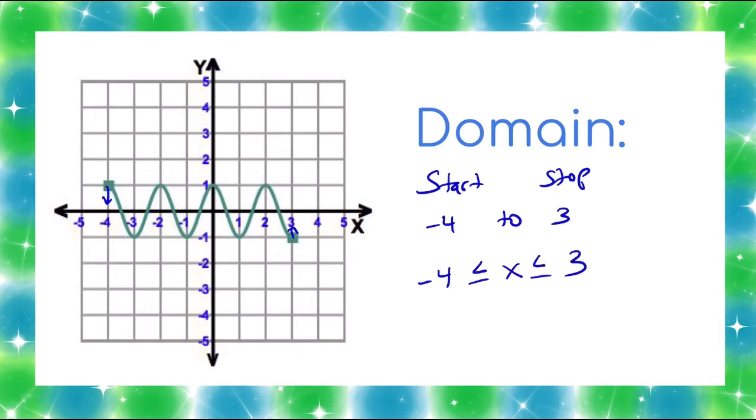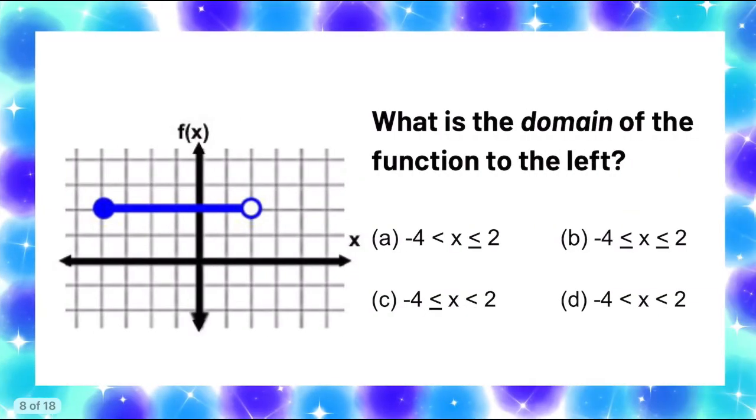Okay, let's take a look at when we have different types of circles. I'm going to be referring to this first one as closed, as it's filled in, and this one as open, as it's not filled in. Closed just means that this x value is included, and this means that it's not included. Okay.